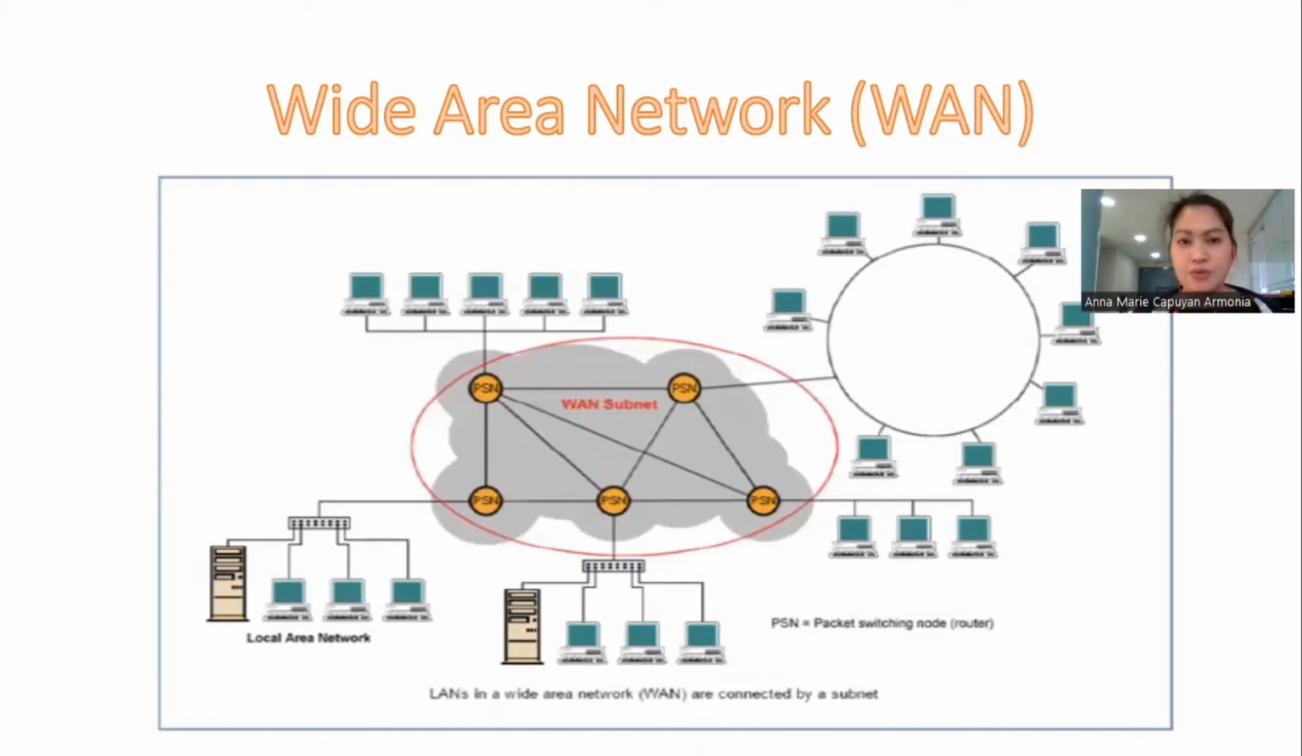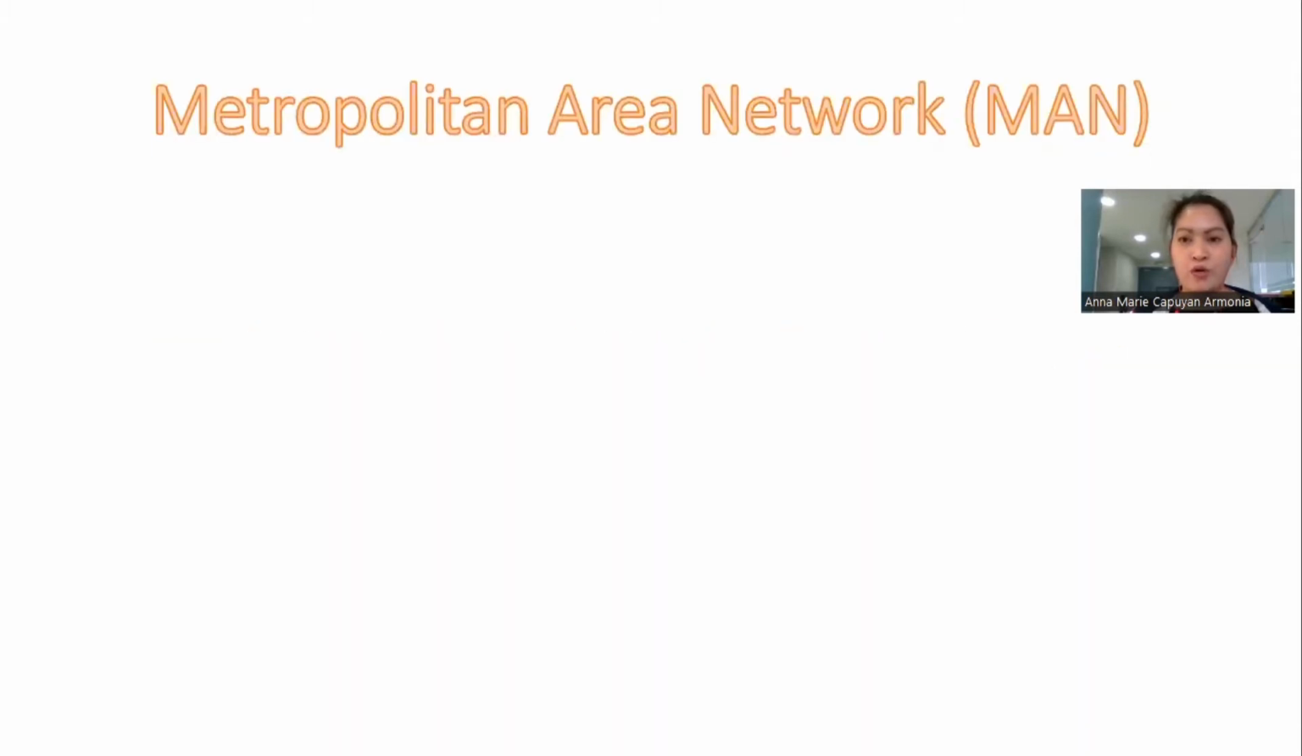Then we'll proceed to the last but not the least, which is the metropolitan area network or MAN. A MAN usually interconnects a number of LANs using a high capacity backbone technology, such as fiber optic links, and provides uplink for services to WANs and the internet. A MAN's coverage can span between cities. So a MAN is only between cities.